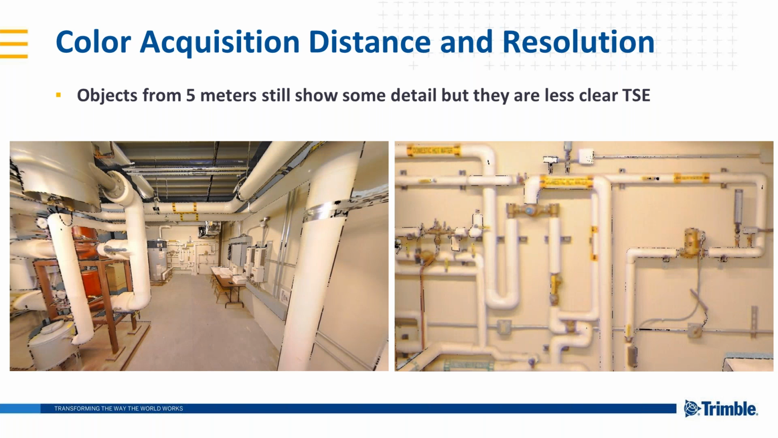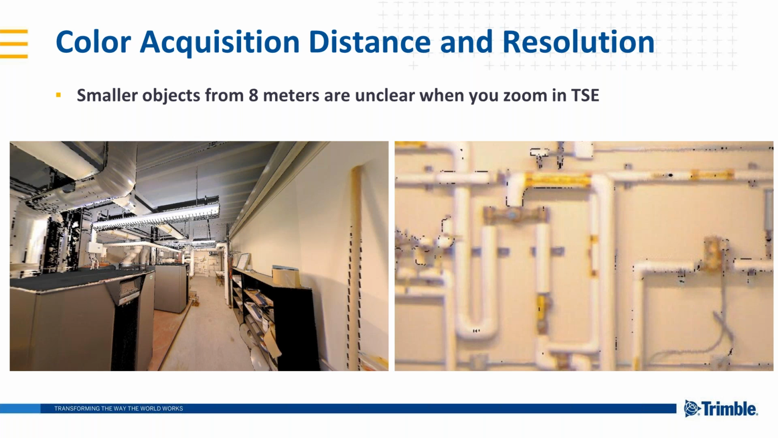At 5 meters, you can still make out the larger labels and the piping detail, but they are becoming less clear. And at a distance of 8 meters, you don't have sufficient resolution to read the labels when you zoom in.